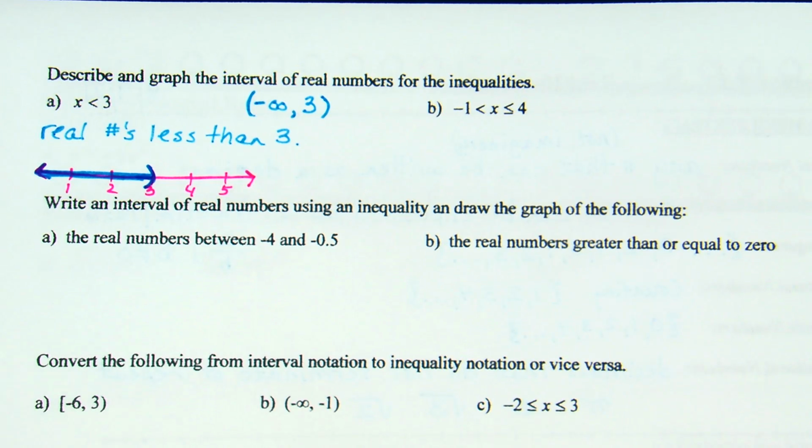Okay, questions before I try B? Okay, let's try B. When I read this, I'm going to read this as negative 1 is less than x is less than or equal to 4.